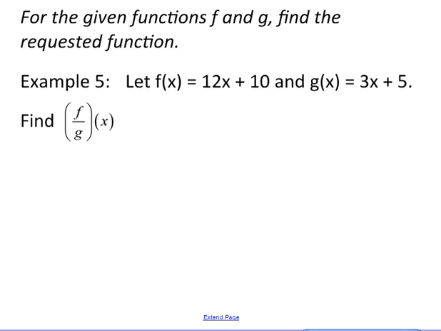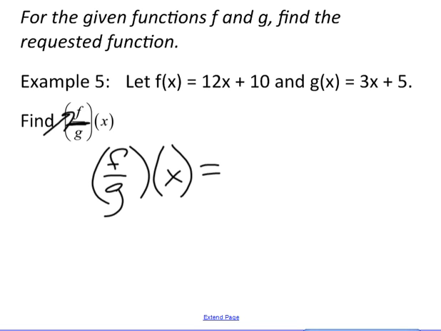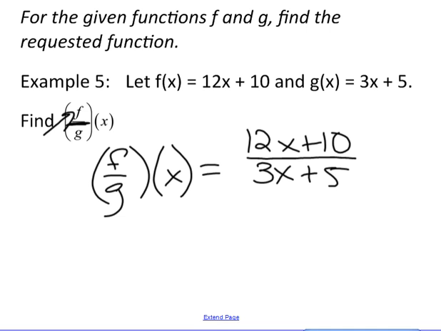Example 5, we have f divided by g of x. So we're going to take, and it does say the f function has to go on top, our f function, put it on top. We have 12x plus 10, and the g function goes on the bottom, 3x plus 5.